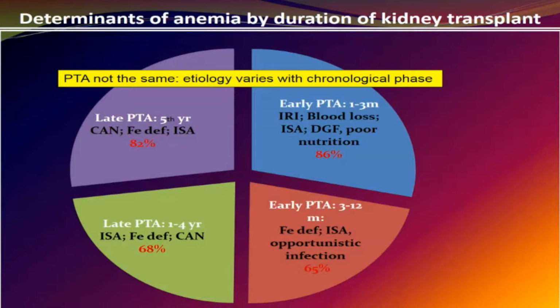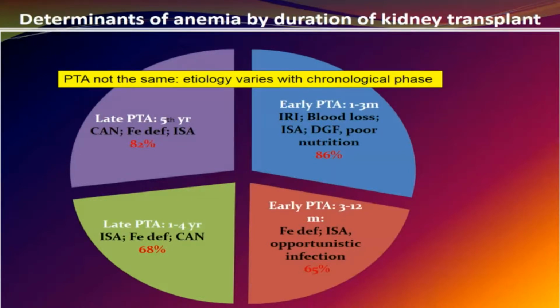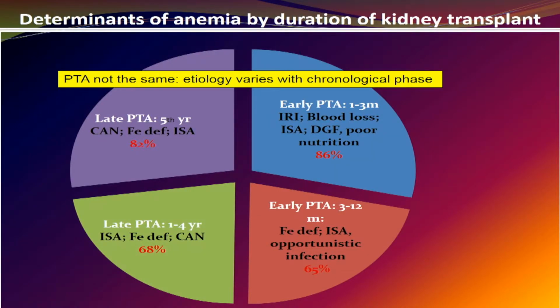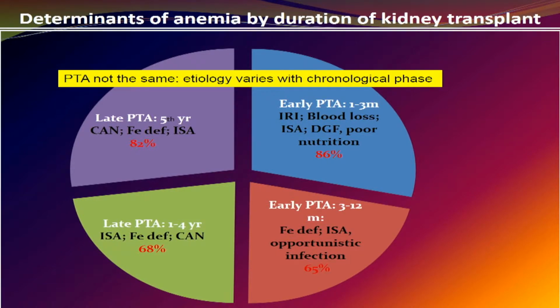So in the first 3 months, the reason for the anemia is usually from ischemic reperfusion injury. There is also blood loss from surgery and phlebotomy. You know how many venipunctures that many of these patients will require immediately after surgery. Also the intensity of the immunosuppression that we're doing, post-steroids and thymoglobulin, and whether the patients experienced delayed graft function or not, or whether there was poor pre-transplant nutritional status.